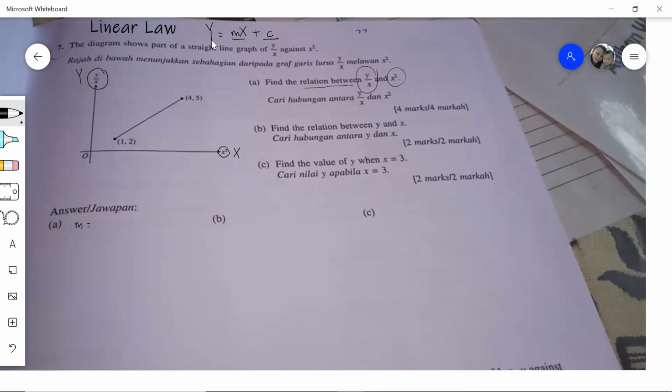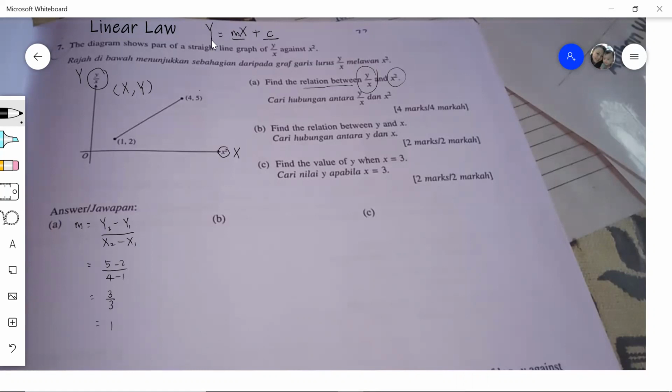Okay, the gradient can be found by taking y2 minus y1. And remember, all the coordinates on this Cartesian will be in capital X and capital Y. Okay, so y2 minus y1 over x2 minus x1. So we will have 5 minus 2 over 4 minus 1. So we will have 3 over 3, which is 1.